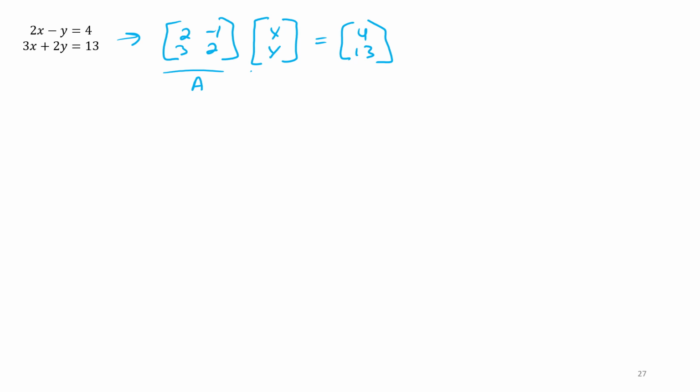For the example, we have this equation, and we're going to write it in a format similar to the augmented matrix. So you would have our coefficients of 2, -1, 3, and 2. Our variables, x and y. And our answer being 4 and 13. So we have our A, our x, and our b. First we're going to look at finding the determinant.